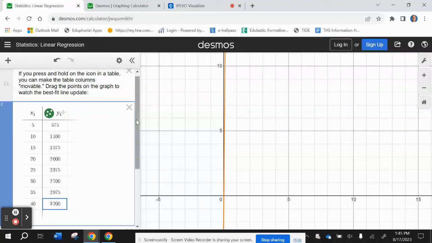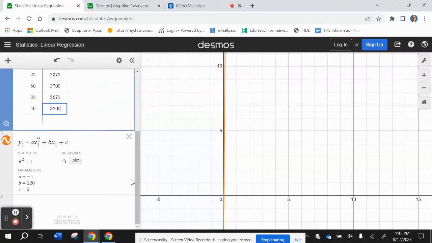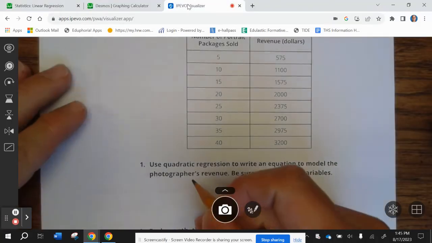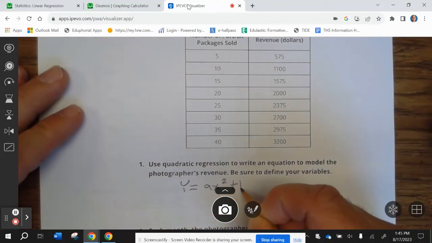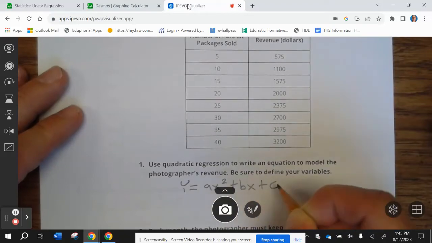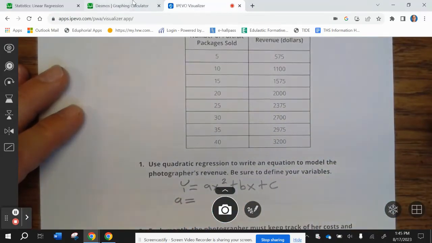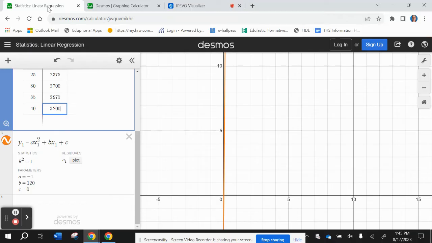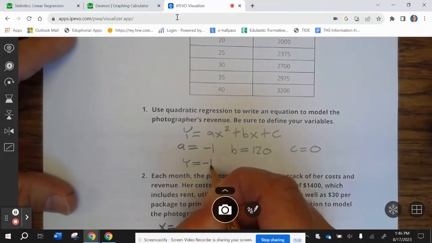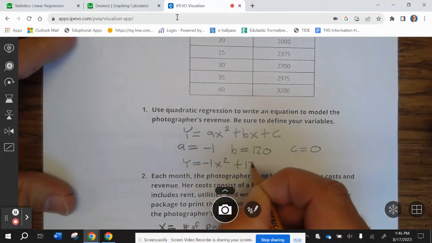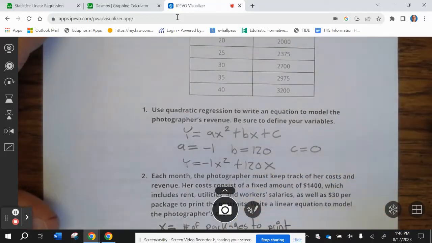Okay, and then if you scroll down, you see here that we're going to use the form y equals ax squared plus bx plus c, where a equals, okay, so we plug those values in, and then we have our equation. So y equals negative 1x squared plus 120x. And then c is 0, so we just ignore that.